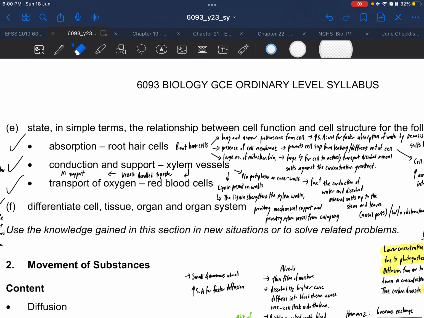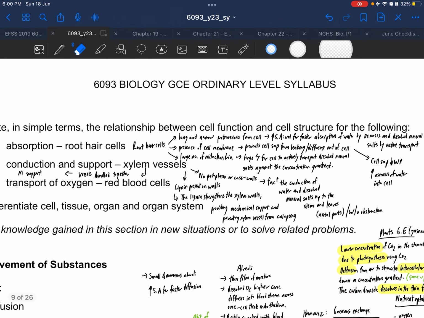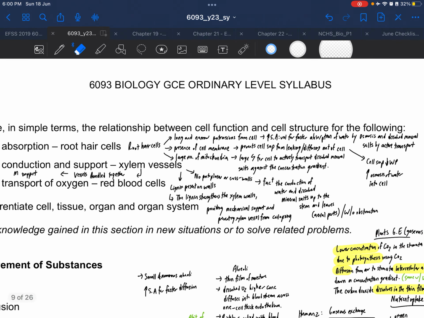And I think the keyword will be to say faster, because if we say more absorption, it doesn't really mean much. And then the second one will be the presence of the cell membrane. The presence of the cell membrane actually prevents the cell sap from leaking out of the cell. And this links to another function, the same function.